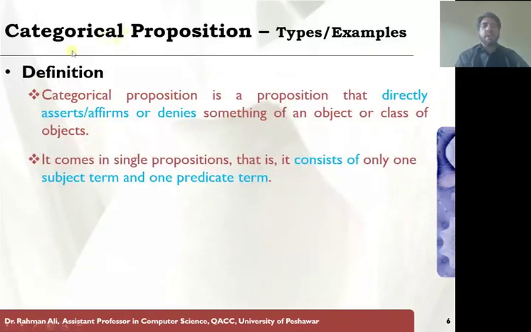Now we are going inside the categorical proposition and looking at it from the perspective of examples. A categorical proposition can be defined as a kind of proposition which directly affirms or denies something of an object or of a class. It consists of a subject term and a predicate term. So from its structure perspective, it is composed of two main components, subject and predicate, and it will directly affirm or deny a statement.